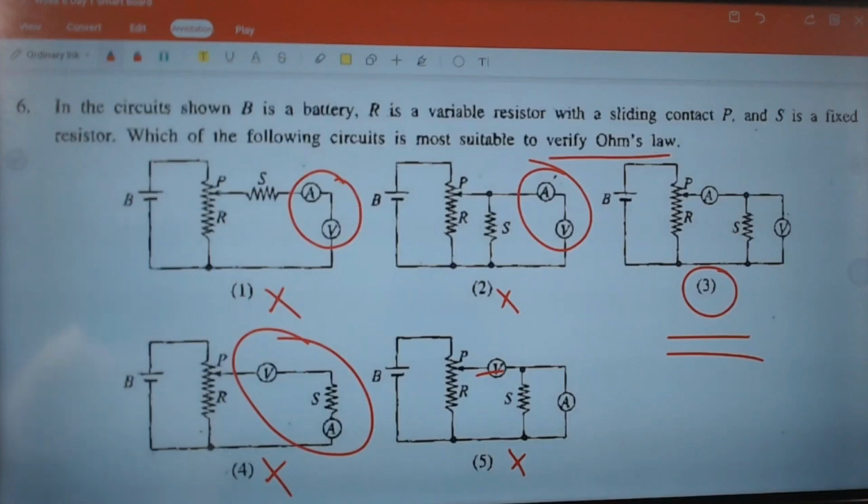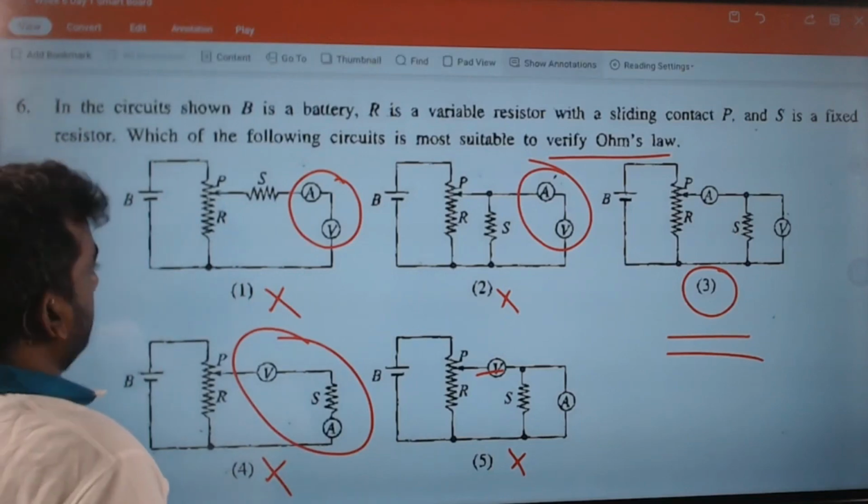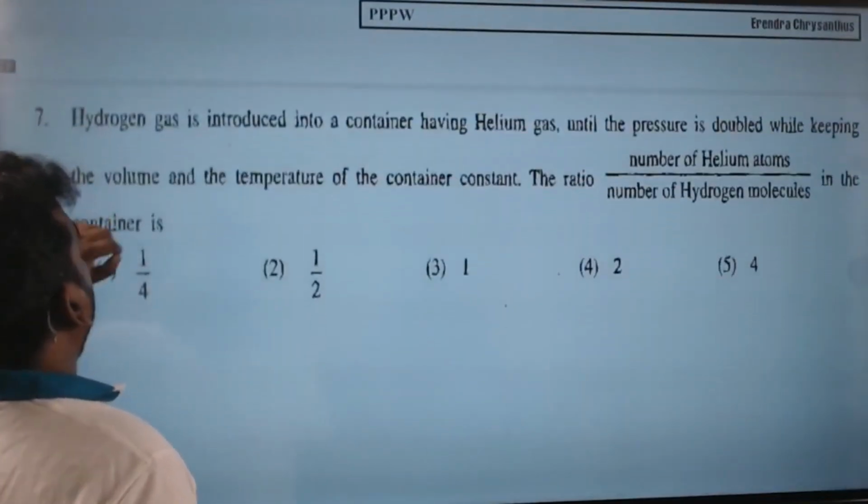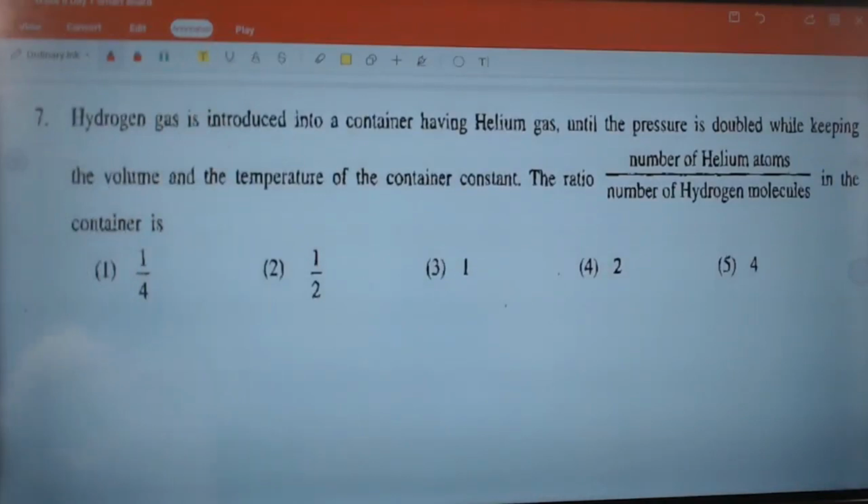Okay. Right. Moving forward. Question number 7.